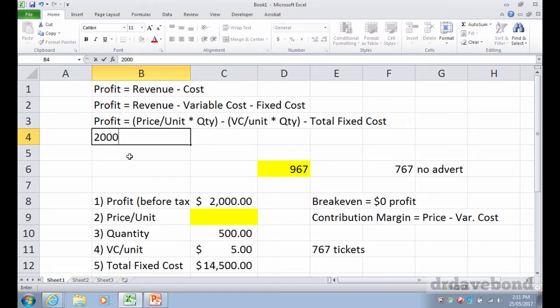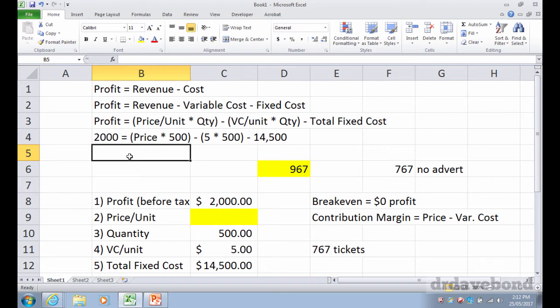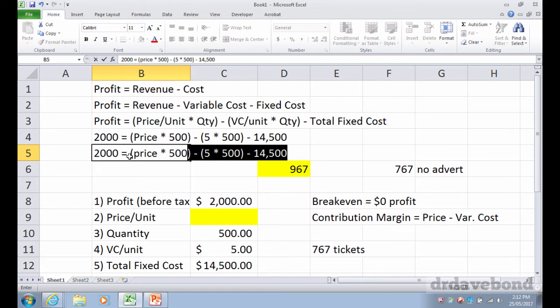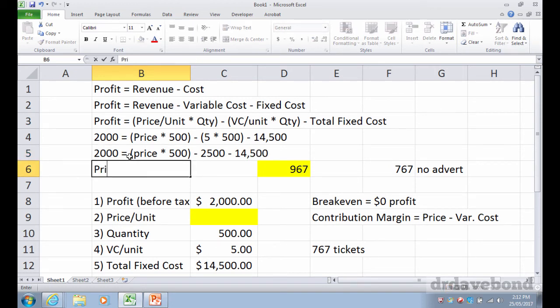So throw in the profit of 2,000 equals price per unit, which is unknown. So we'll do price times how many tickets? 500, minus variable cost of ticket of 5 times 500, minus 14,500. 2,000 equals price times 500 minus... so what we end up with is price equals... what's that? 14,500.